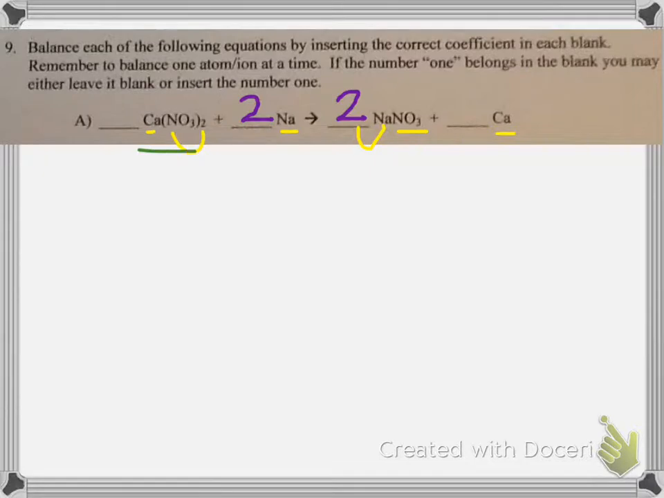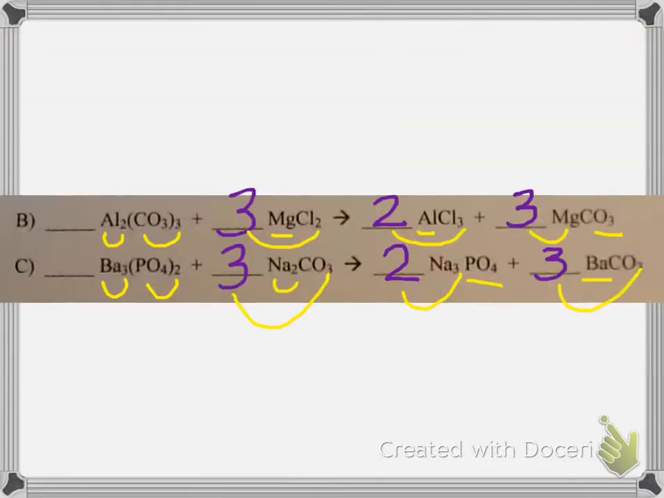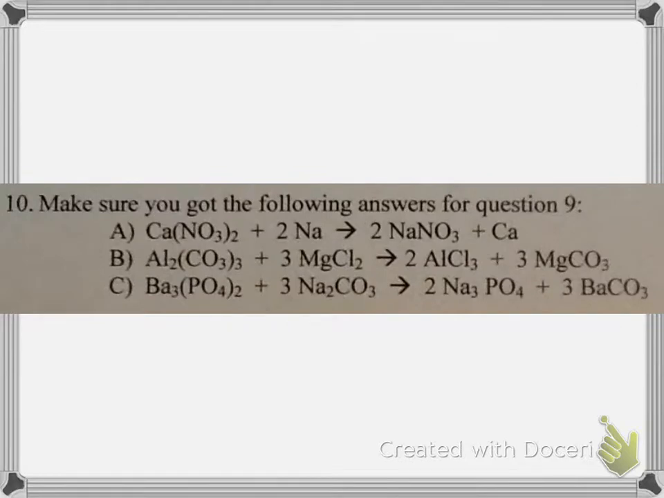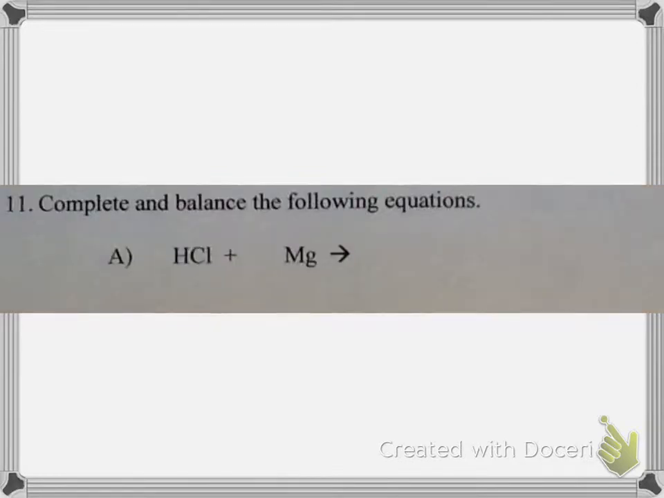Number 9, again, we have a compound and an element, so this is a single replacement reaction. Letter B, this is a compound and a compound, so that's a double replacement. We also have a compound and a compound here, so this is another double replacement reaction. All right, so that brings us to number 11, completing and balancing the following equations. So to identify this reaction as to type, again, I have an element reacting with a compound.